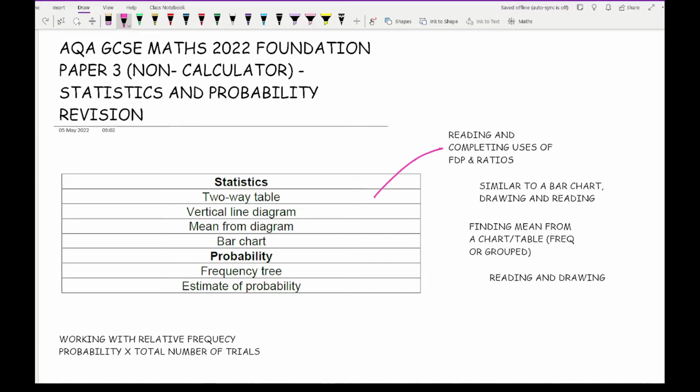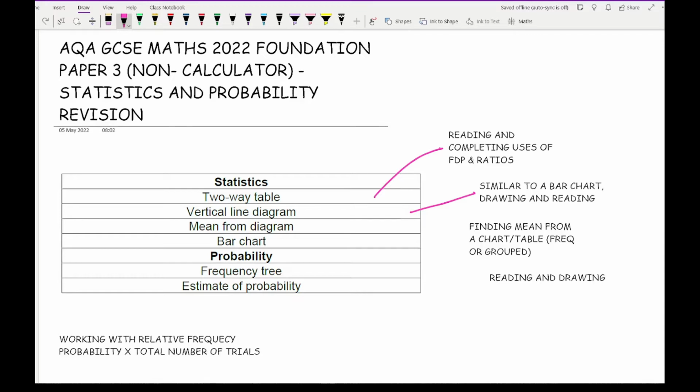Vertical line diagrams, well, that's always going to be similar to a bar chart, and again the questions could come up of where you're either drawing a vertical line diagram or you are comparing or criticizing one. Mean from a diagram, well, that can come in many forms, so that could be where you're calculating the mean when you're given a table with frequency data or group data, or it could be where you're working out the mean by looking at a bar chart or a vertical line diagram, which are both mentioned in this section. And remember, to work out the mean, it's the total frequency divided by how many there are. So it's always important that you're able to work with those, and again the examples that we go through in this video will go through some of those questions.